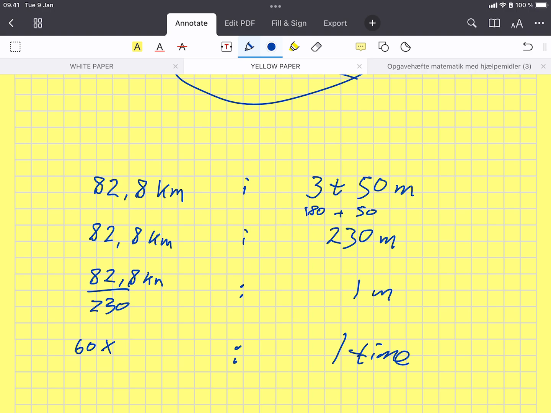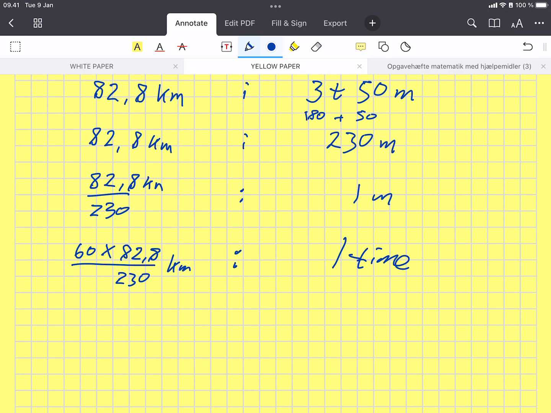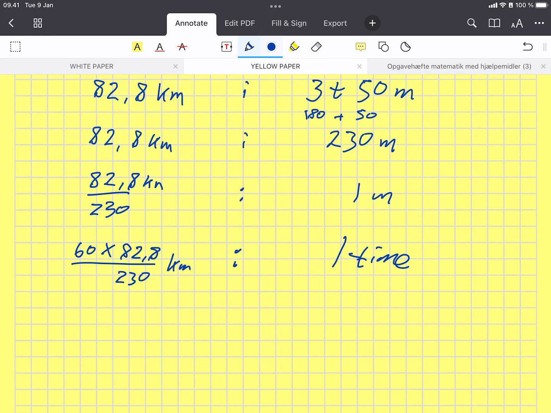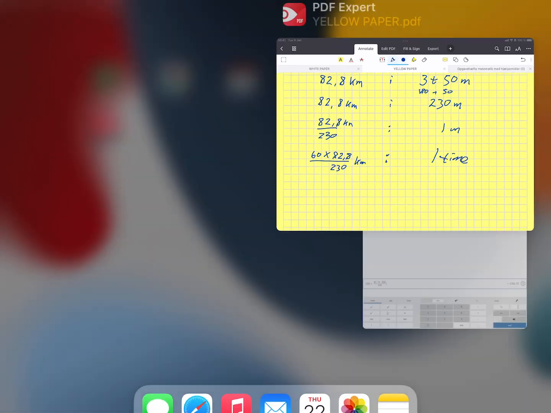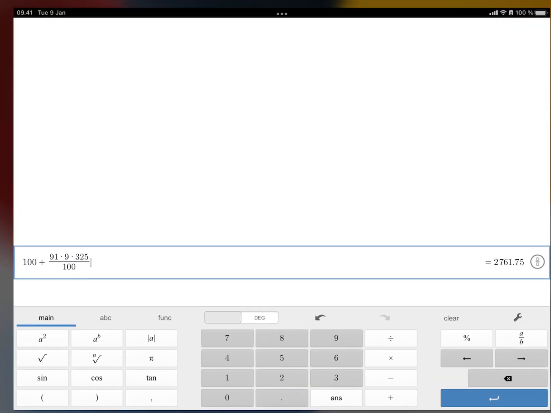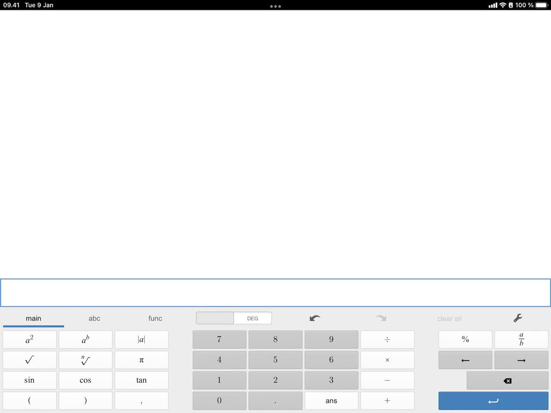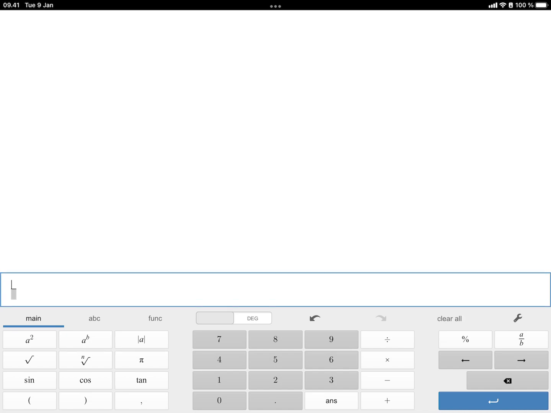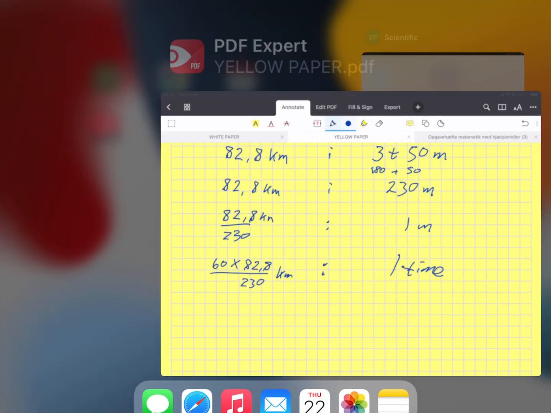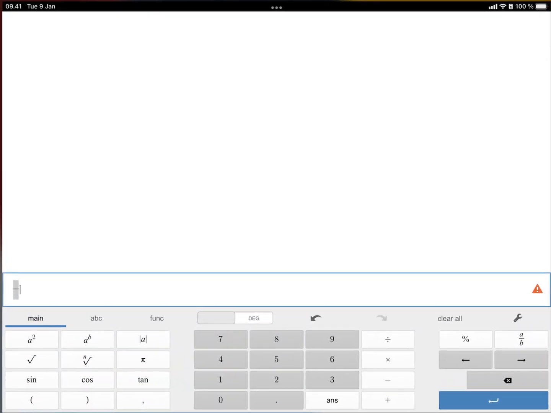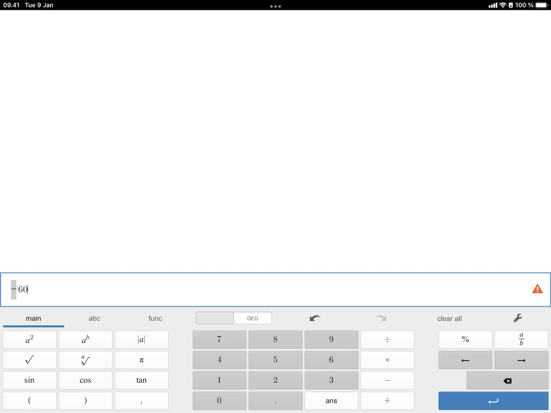So 60 times 82.8 divided by 230 kilometers is what they can do in 1 hour. So over to the calculator. Just get rid of all the stuff I had there from the previous question. So I'm making a fraction with, let's have a look, 60 times 82.8.